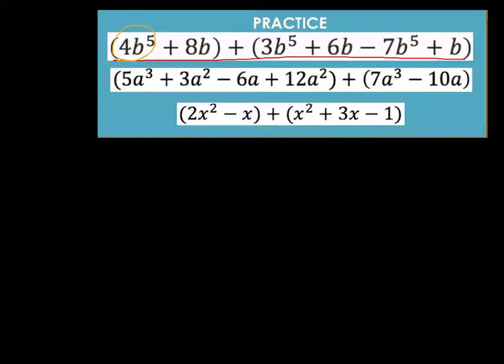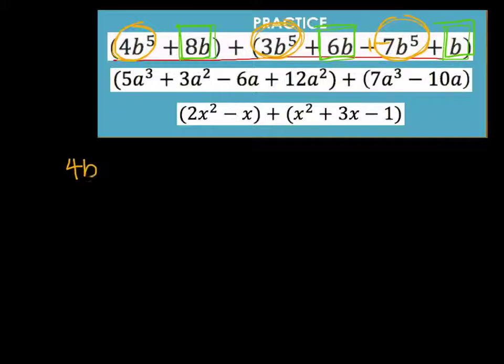Here's one like term. We have 4b to the 5th, and we have others that are also b to the 5th. We have 3b to the 5th, and we have 7b to the 5th. And I'm going to rewrite this as negative 7b to the 5th because we had a subtraction right there. Then we also have 8b, 6b, and b. I'm going to change the thickness of this pencil so we can see this a little bit better. Let's circle these up better.